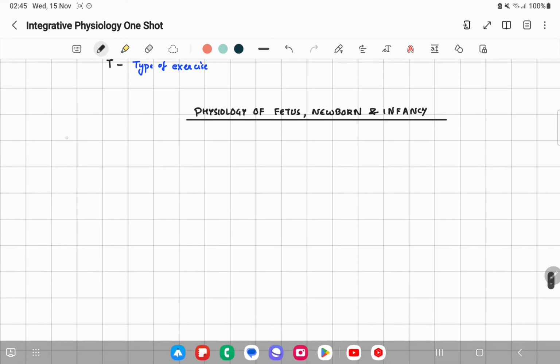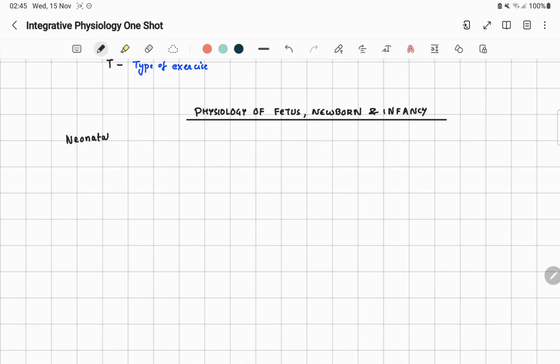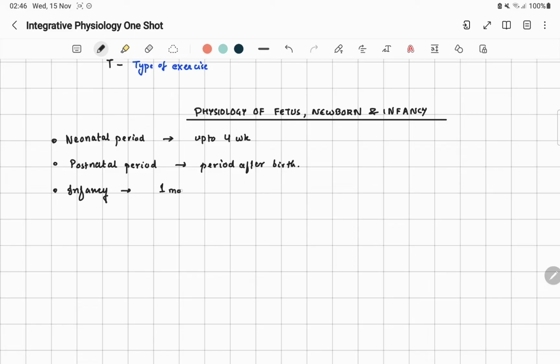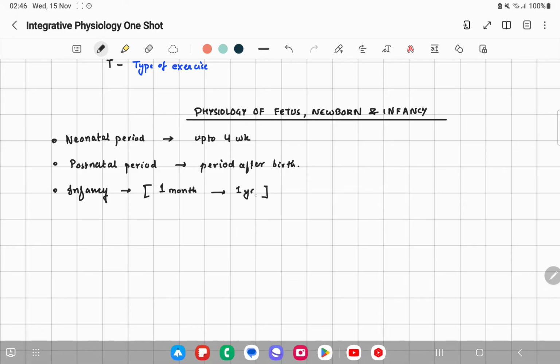Let's discuss it. So we have the neonatal period here. Neonatal period is the period from birth up to 4 weeks. Then the postnatal period is the period after birth. And then we have infancy. Infancy is the period from 1 month to 1 year.